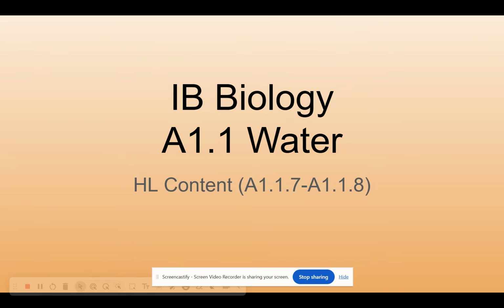Remember that in theme A, we are in the theme of unity and diversity, and in level of organization 1, we are looking at the molecular level. Hopefully you're coming from the SL video and have a little bit of information about why we're looking at water in this particular cross-section. The HL content is pretty short, only 2 points of information, so let's get started.